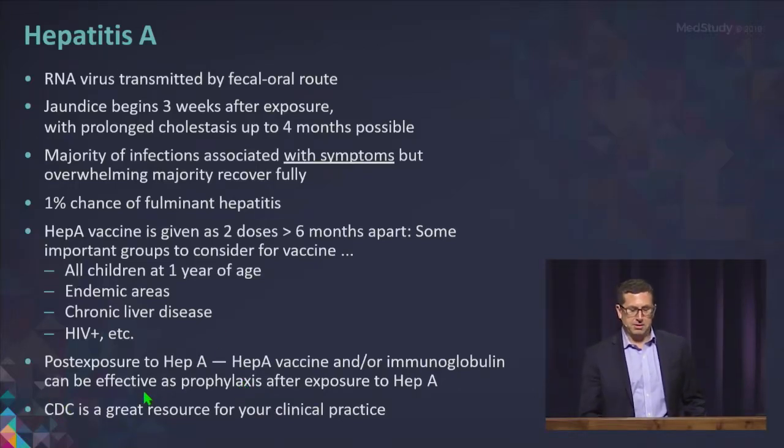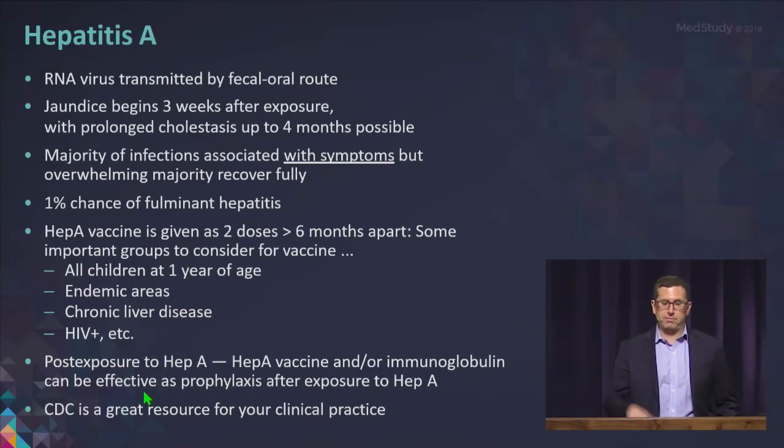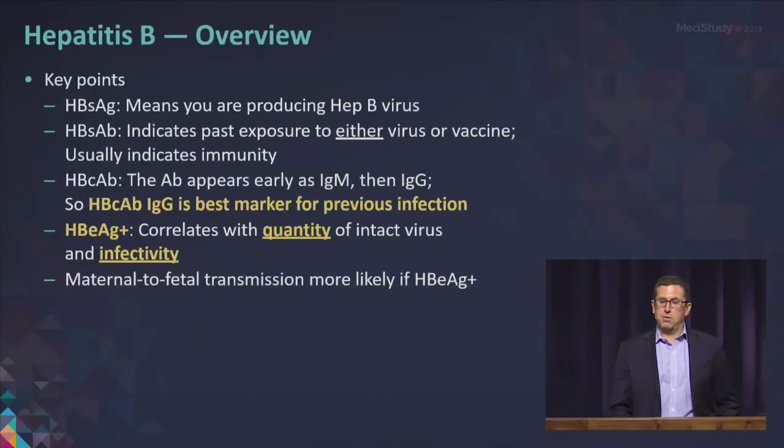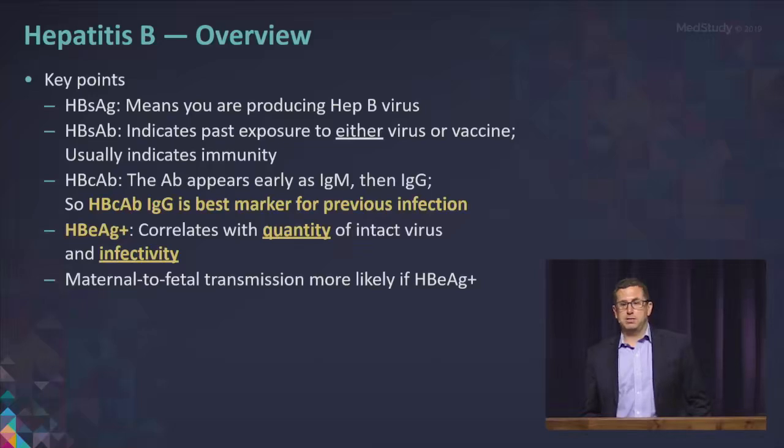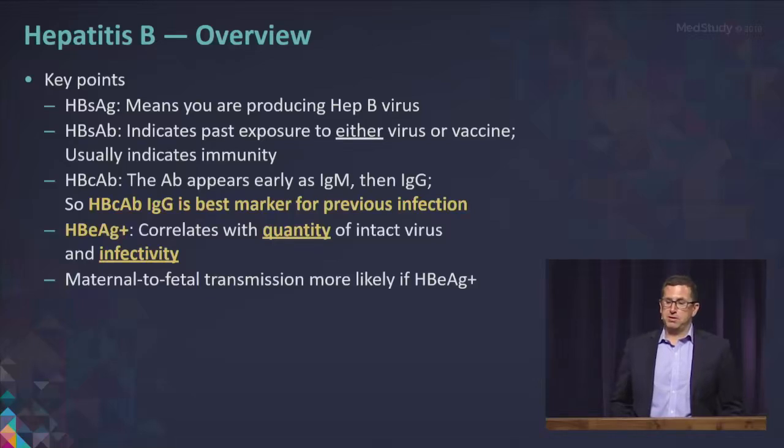Just as an aside, the CDC is a great resource; they have all kinds of details on vaccinations. So, hepatitis B. Key points regarding hepatitis B are that if you see hepatitis B surface antigen on a blood test, it means you're producing Hep B virus. Hepatitis B surface antibody specifically indicates either past exposure to virus or vaccine, and it indicates immunity.